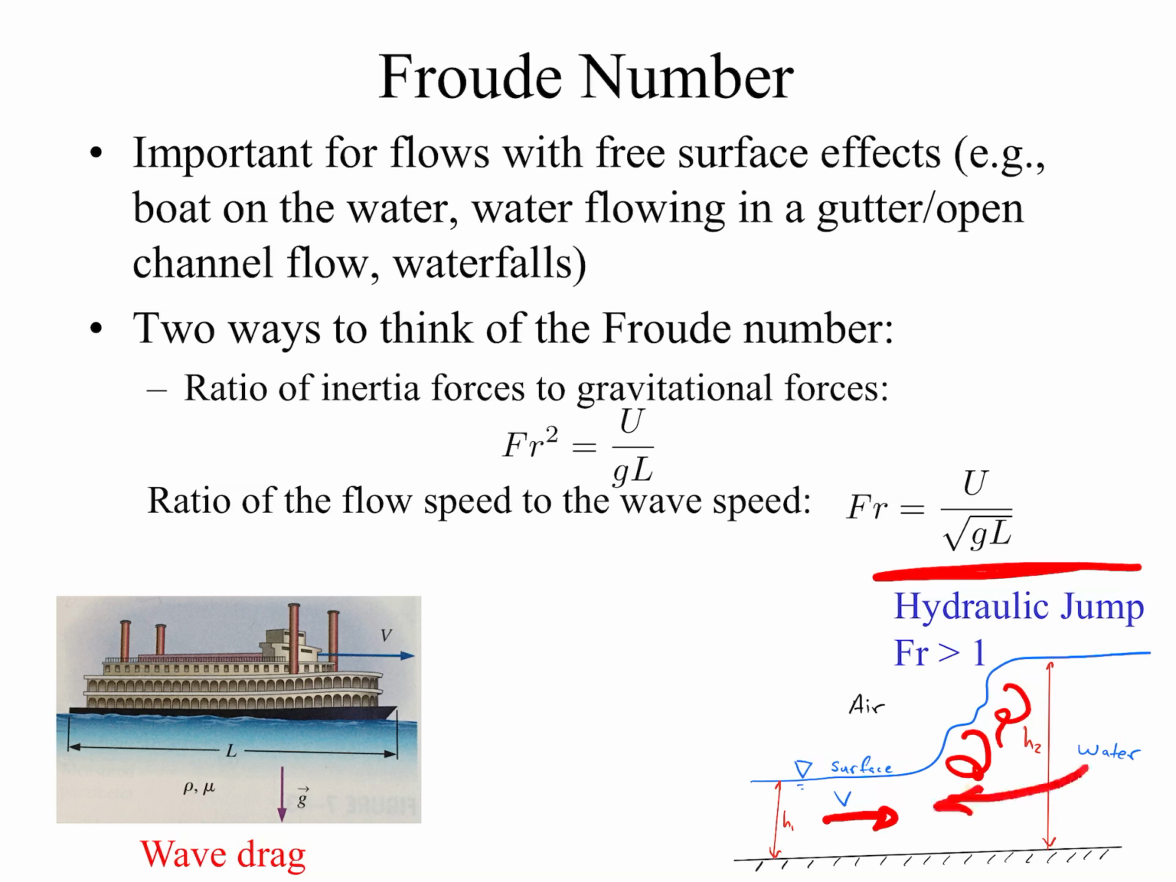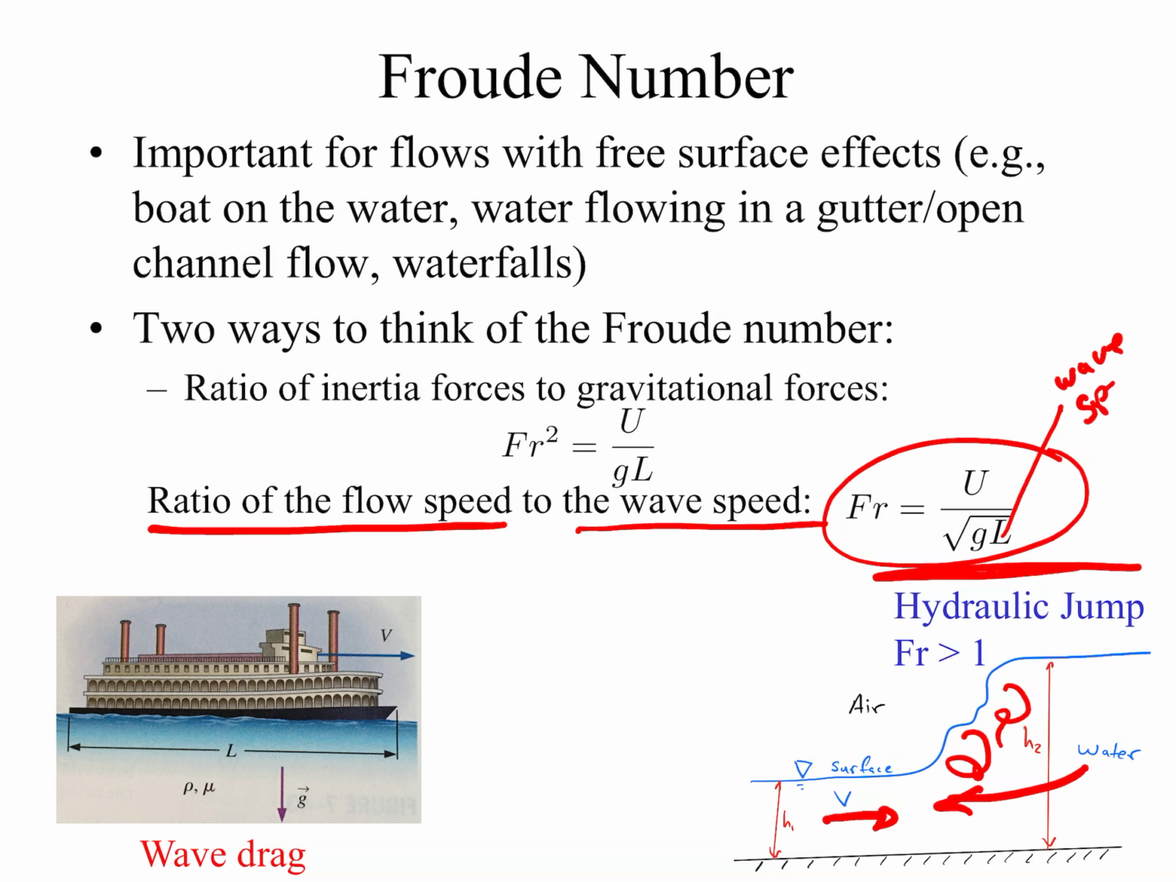It can be thought of as two different things. One, the ratio of the flow speed to the wave speed. And we can write it like this, as the velocity divided by the square root of gL, where the square root of gL is the wave speed. This is more of an interpretation like a Mach number, where we have the velocity divided by the speed of sound, where the speed of sound is a wave speed. Also, the way we talked about it the other day, the ratio of inertia forces to gravitational forces. This is another way to write it, and you'll see it sometimes.